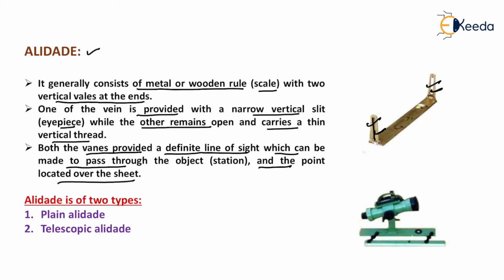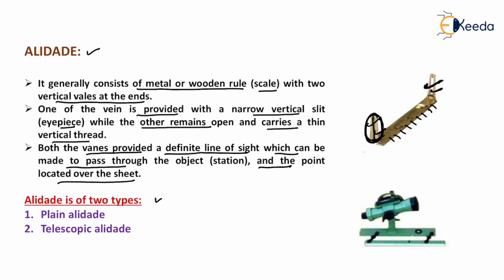Now this alidade is placed along a particular line of sight so that this vane can intersect the object, and this is the eyepiece from which we can see that object. So the alidade is used for the sighting of the object as well as marking the length of that object from the station. So here the graduations are marked on this scale also.